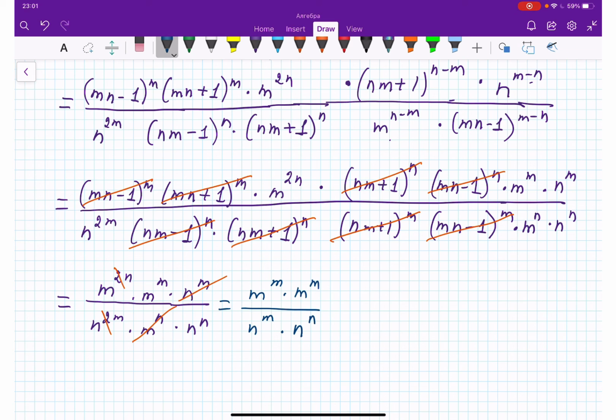So, oops, this is n. And this is equal to m^(n+m). Here I have n^(m+n). Let me fix these colors. And from here we get (m/n)^(n+m). And we are done. This is the answer.